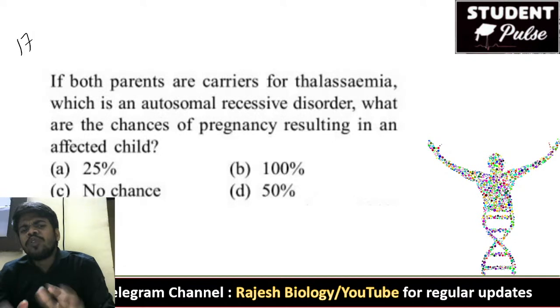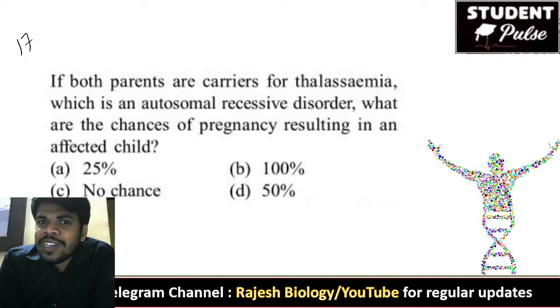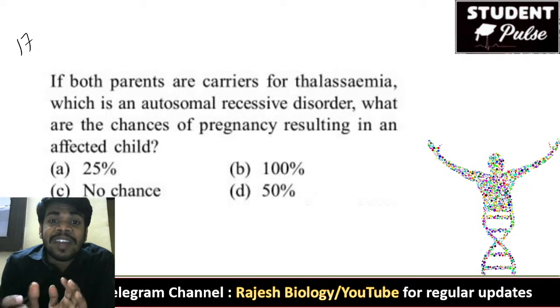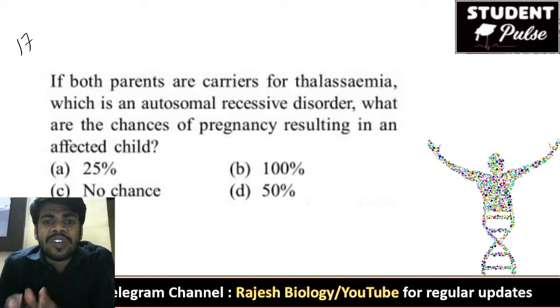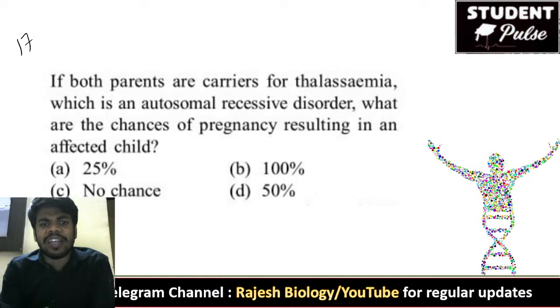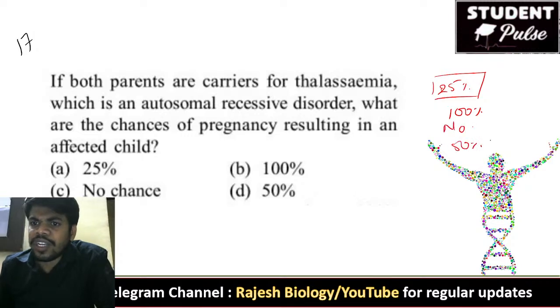17th question. If both parents are carriers for thalassemia, an autosomal recessive disorder, and both parents being carriers means they are not affected but they have the defect causing gene. Both are having that gene. What are the chances of pregnancy resulting in an affected child? How much percentage, what is the probability? 25%, 100%, no chance, or 50%?